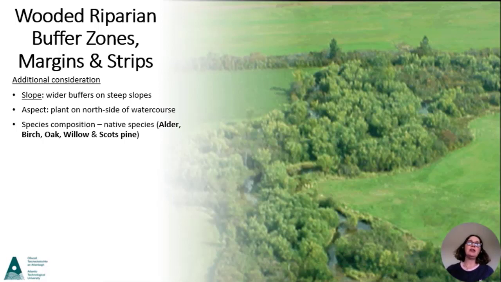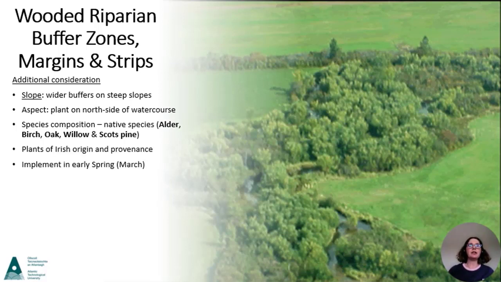Species composition then, they should all be native in terms of native tree species, with alder, birch, oak, willow and Scots pine being kind of the dominant ones that are being suggested. And these also are highlighted here in black because they're also key indicator species of woodlands. So again, by putting these species in, you're getting a better quality score straight away. Again, plants should be of Irish origin and provenance.